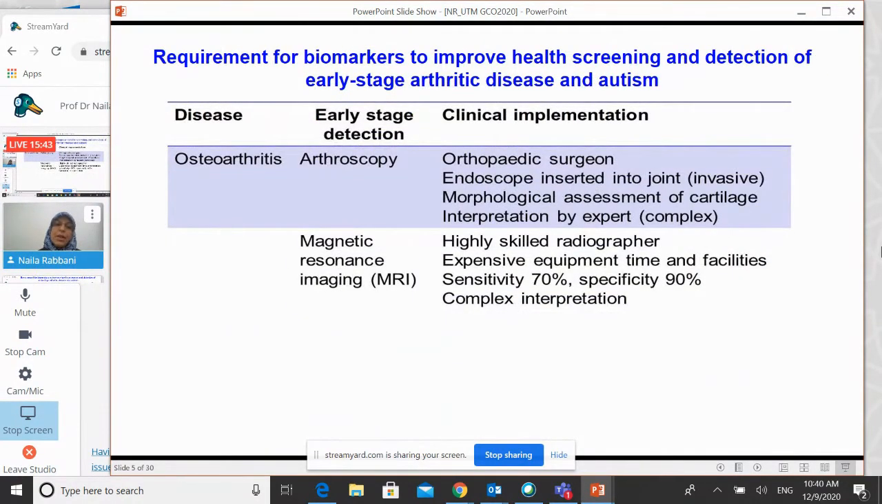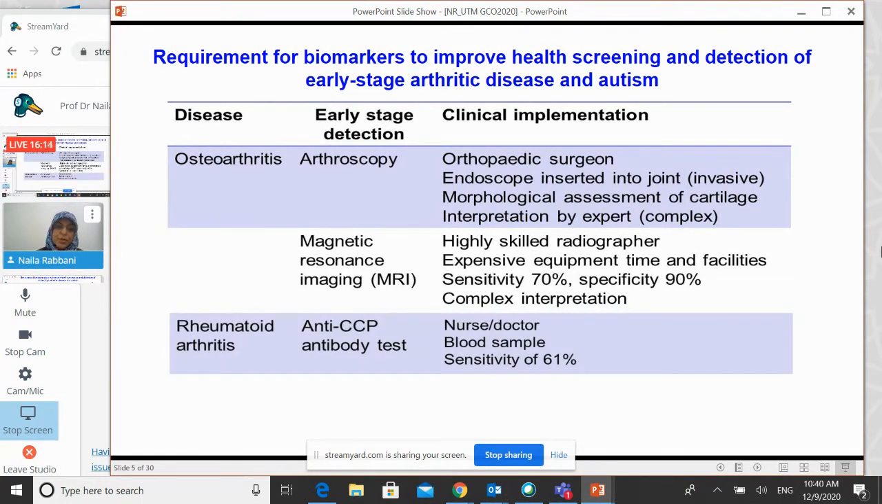For osteoarthritis, normally it is detected early using arthroscopy by an orthopedic surgeon, inserting an endoscope into the joint and checking the morphology of the cartilage. The other method is magnetic resonance imaging. A highly skilled radiographer is required, and the equipment is very expensive. And the sensitivity of that is only 70% and specificity 90%.